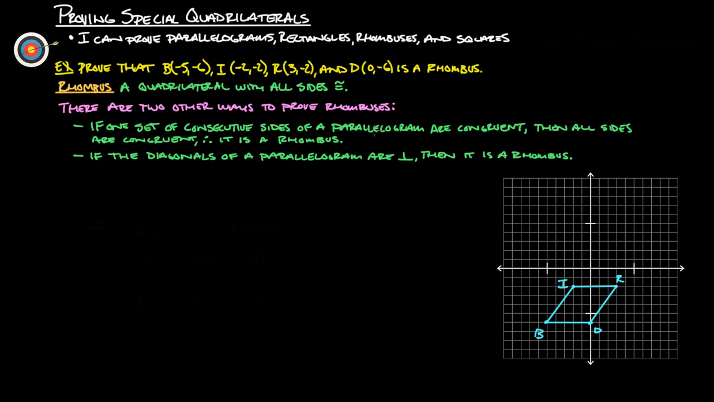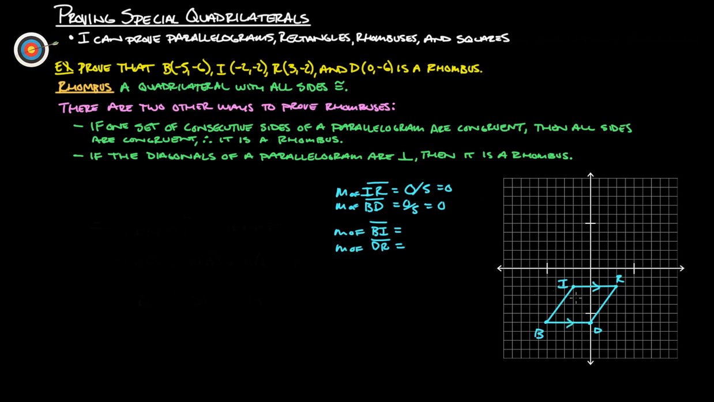First, we've got to show that it's a parallelogram, so we find the slopes of the opposite sides: IR and BD, and then BI and DR. The line from I to R is perfectly horizontal, so its slope is 0 because there is no rise. It's up 0 over 5, which is 0. Same thing with B to D, 0 over 5, which is 0. So IR and BD are parallel.